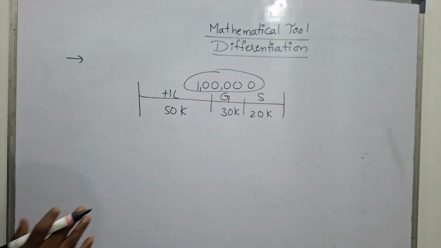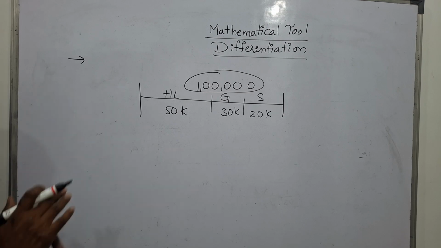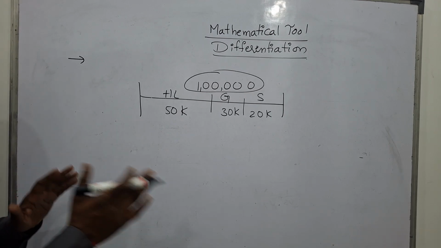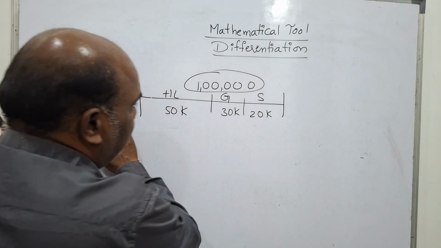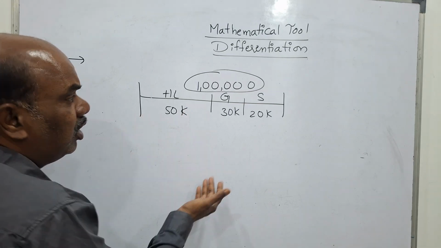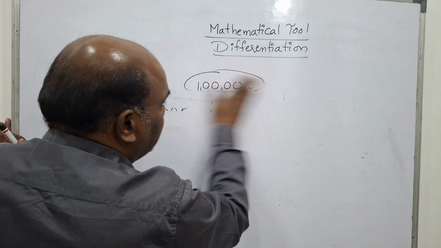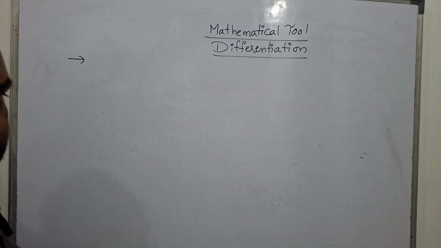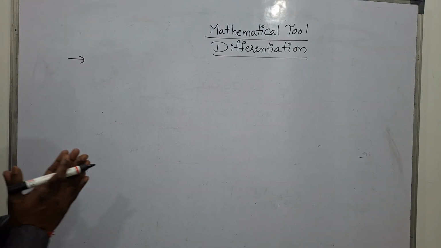In a similar manner, how to differentiate a function? A function is in the form of x power n or a power x, like that, constant power variable, variable power constant, like that, different functions. How to differentiate, we will see. First of all, try to understand the concept.